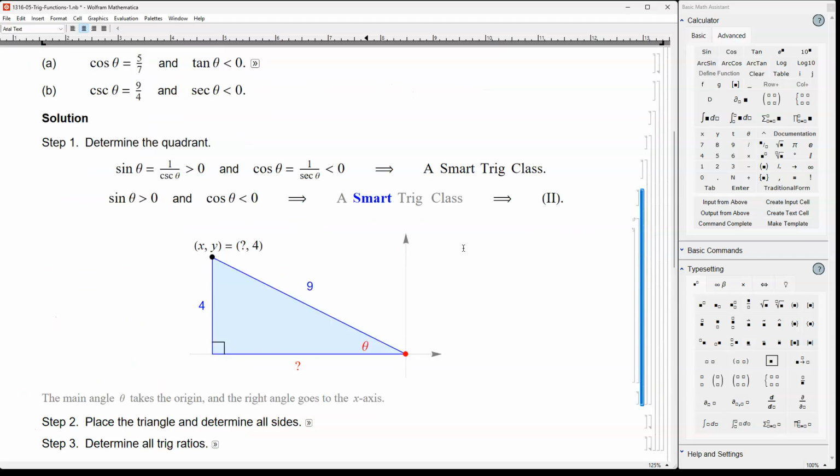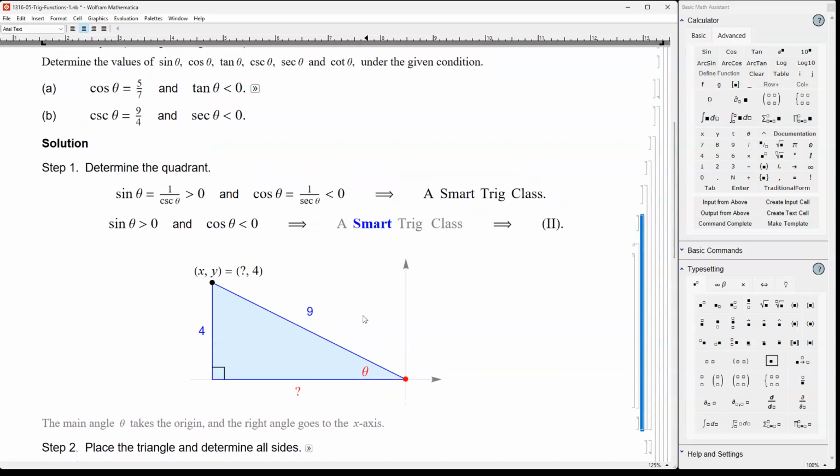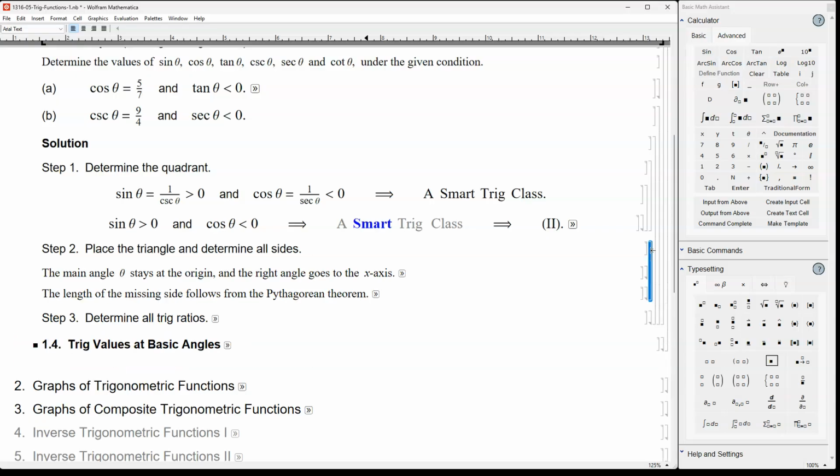You can draw a triangle on the second quadrant like this. So sine is 4/9, opposite over hypotenuse, or vertical over radius. And then what's the horizontal? What's x? We can figure it out using Pythagorean, and the x value is apparently negative here. Okay, all right, let's figure it out.